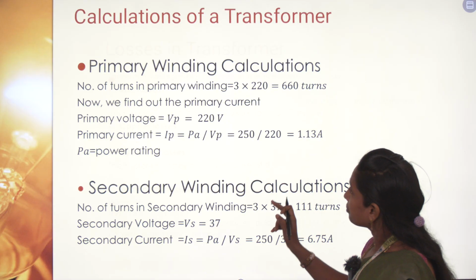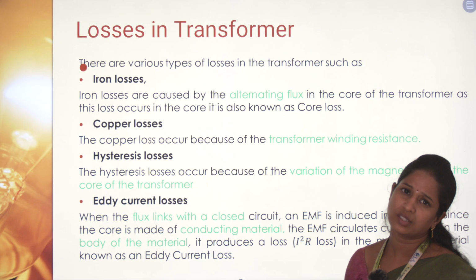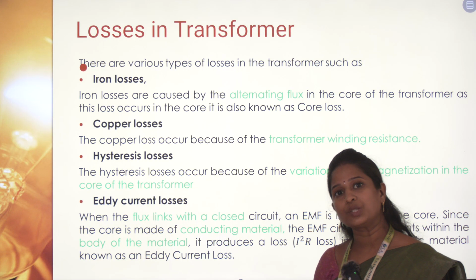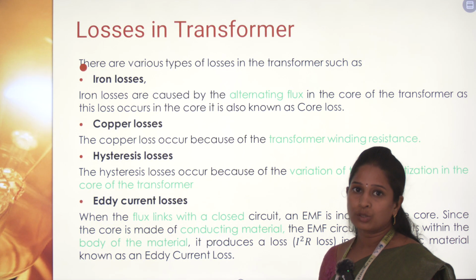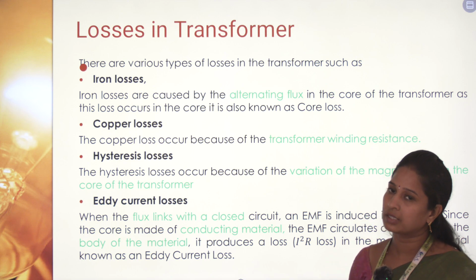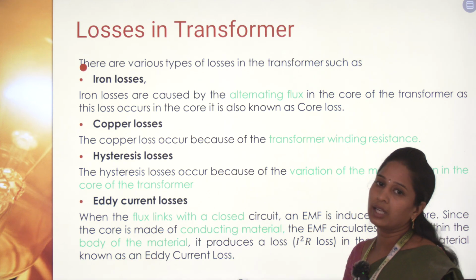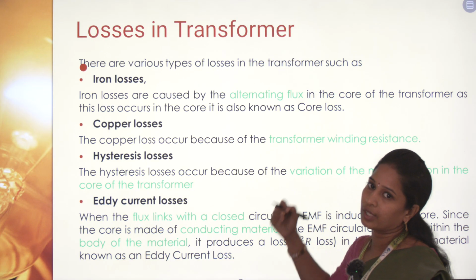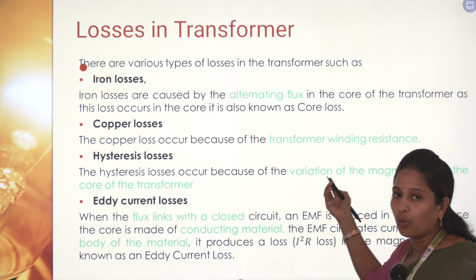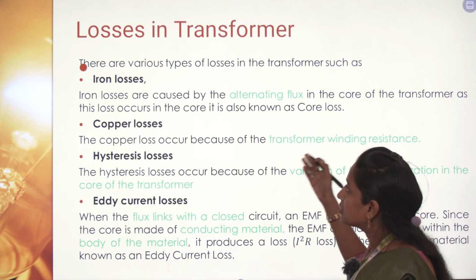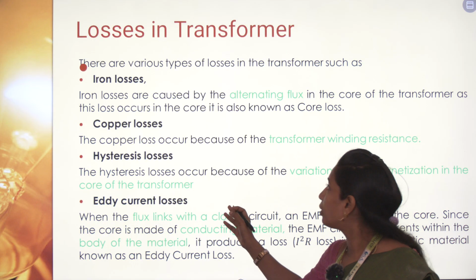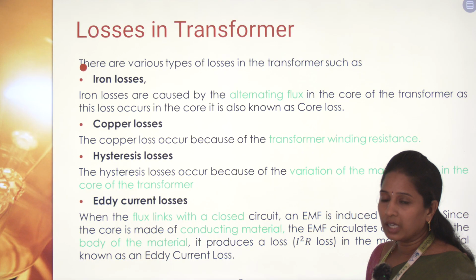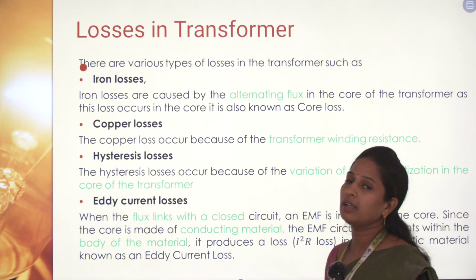So next we will see the losses in the transformer. In a three-phase transformer, we have many losses. First we will discuss the iron losses. The iron loss is caused by the alternating flux in the core of the transformer, and this occurs in the core. It is also known as the core loss. Iron loss is also called the core loss.